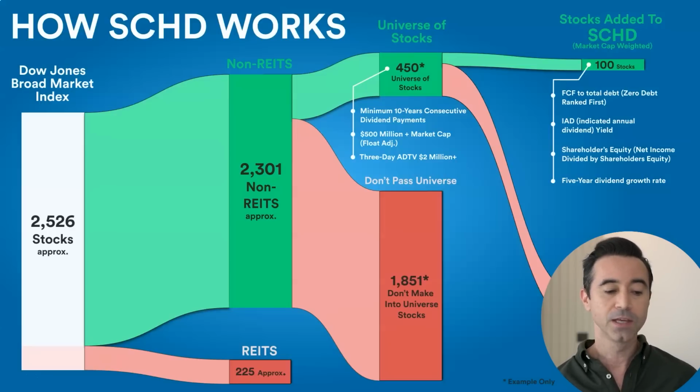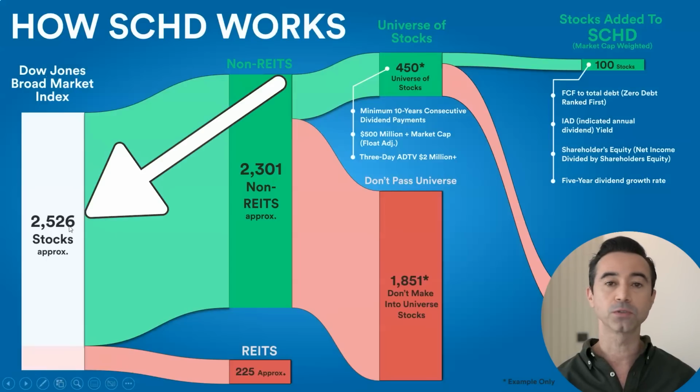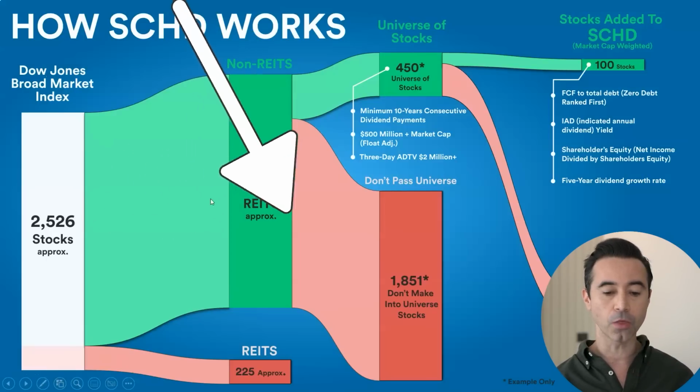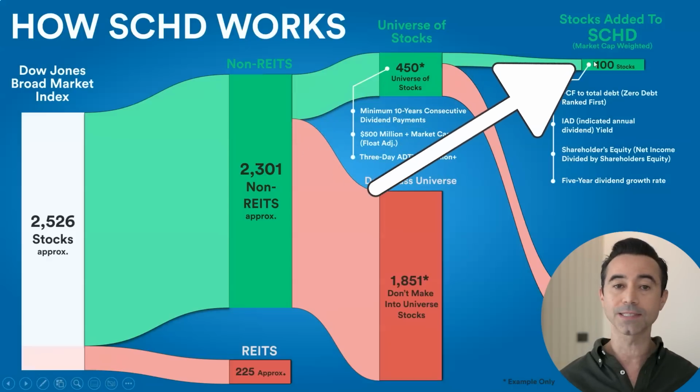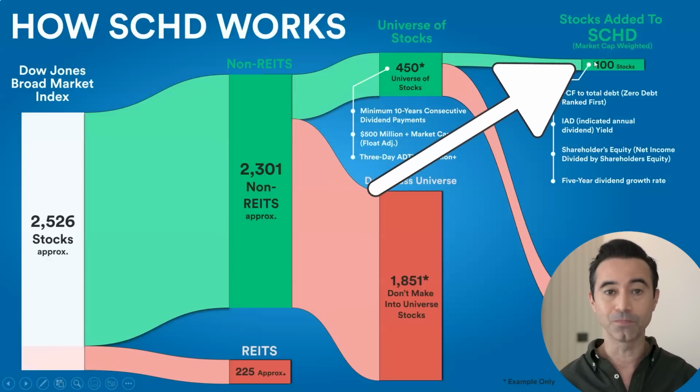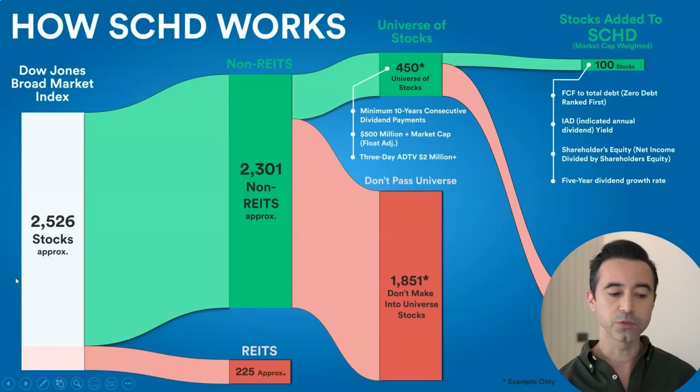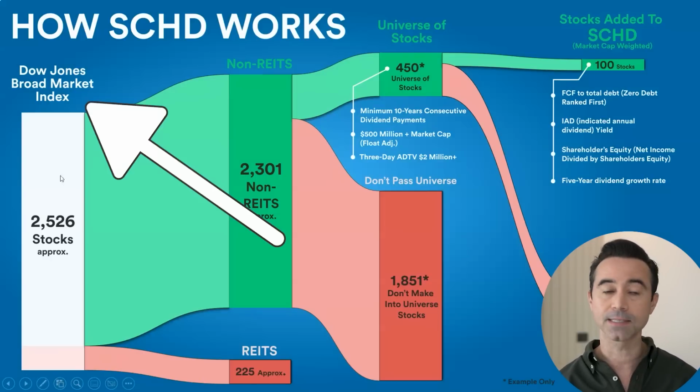You start here with these 2,526 potential stocks, and you have to follow this green path all the way until you get only 100 stocks that end up making it into the SCHD portfolio. How does it get rid of all these different stocks and distill it down into just 100 stocks? This is how it does it. It starts with the Dow Jones Broad Market Index. That is the index that it gets its potential stocks from.